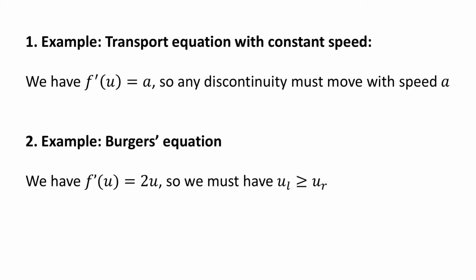Our second example is Burgers' equation. We have f prime of u equal to 2 times u, and that has a consequence for the shocks that satisfy the Lax entropy condition. The Lax entropy condition requires that u_L is greater or equal to u_R. So based on the Lax entropy condition, all the discontinuities that arise in Burgers' equation must satisfy that the value to the left is larger than or equal to the value on the right. So based on the Lax entropy condition, we can already filter out a certain class of shocks as non-physical.